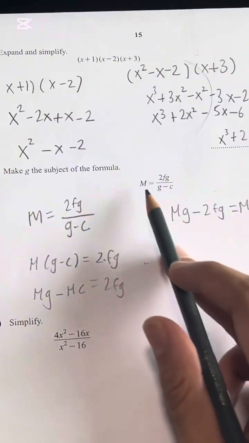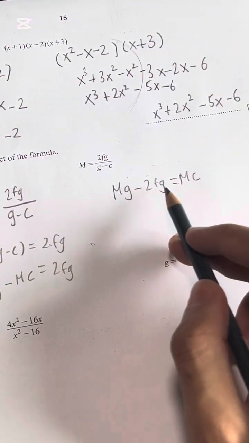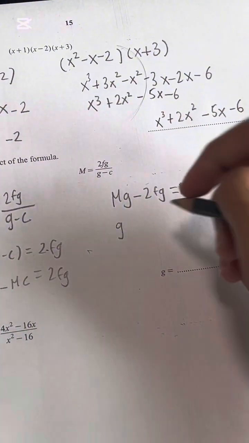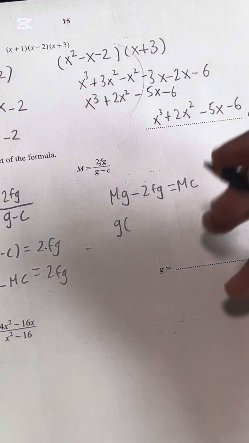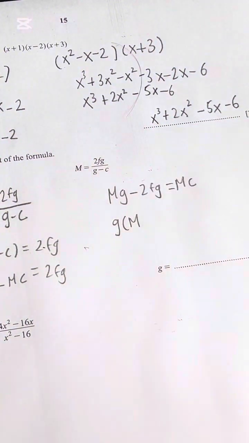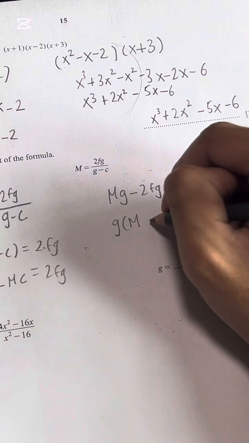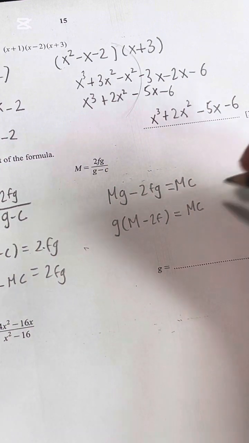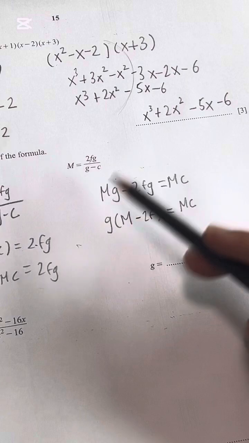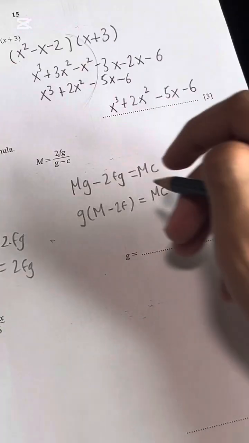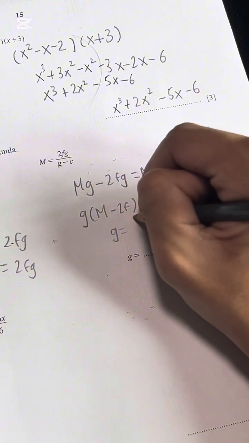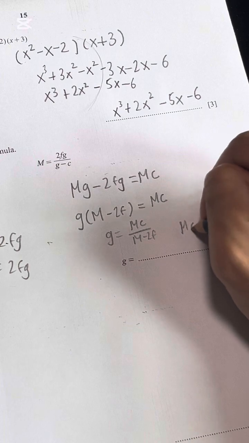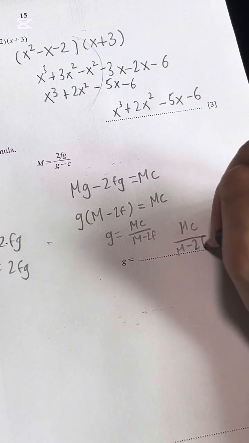Now to get g as the subject of the formula, we're going to factorize this side. So what do these two things have in common? They have a g in common. And now we can just work backwards. So what do you multiply g by to get mg? That is m. What do you multiply g by to get minus 2fg? That's minus 2f. And then we can close the bracket. That will equal mc. And now we just have one last step. We're just going to divide both sides by m minus 2f. So then we get g equals mc over m minus 2f. So we can write that over here.